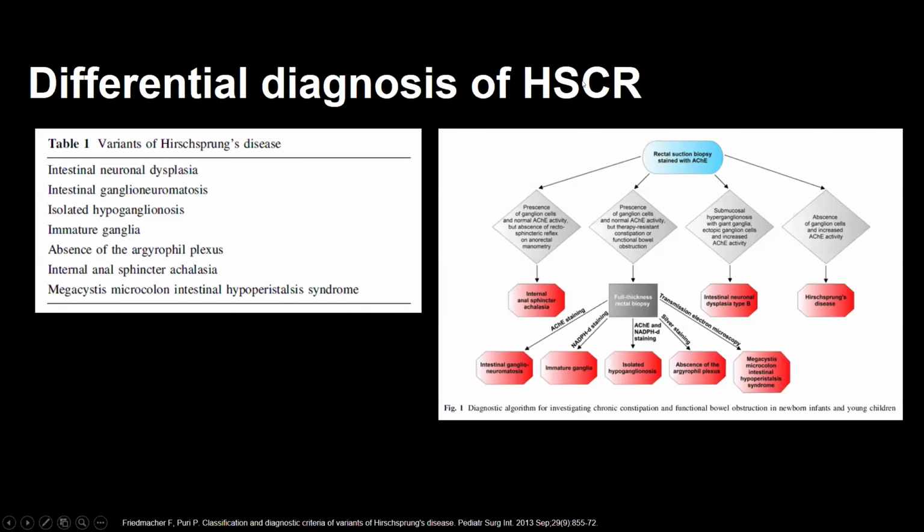Just to mention that there are differential diagnoses in Hirschsprung disease, things like intestinal neuronal dysplasia, ganglioneuromatosis, isolated hypoganglionosis. Of course, we talked about immature ganglia, the absence of argyrophil plexus, internal anal sphincter achalasia, and megacystis. But this is a well-known genetic syndrome. So there are options for when you have some concern. You can do different types of stains in order to help you narrow down that diagnosis, if you do suspect something besides what I classically described here as Hirschsprung disease.